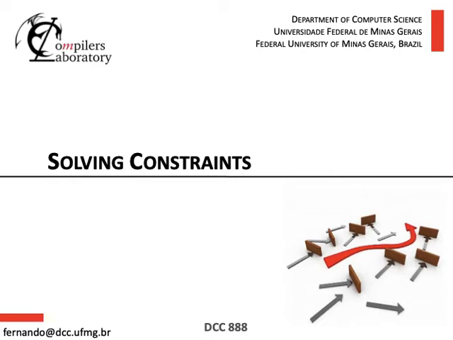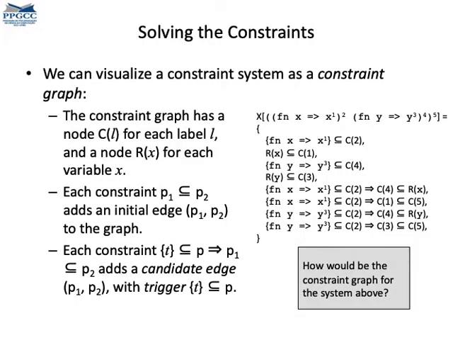I'm Fernando Pereira, and today I will explain how we can solve a constraint system with conditional constraints. We can easily visualize a constraint system as a graph. Vertices represent either labels or variables, that is, the indices of the cache and the environment.